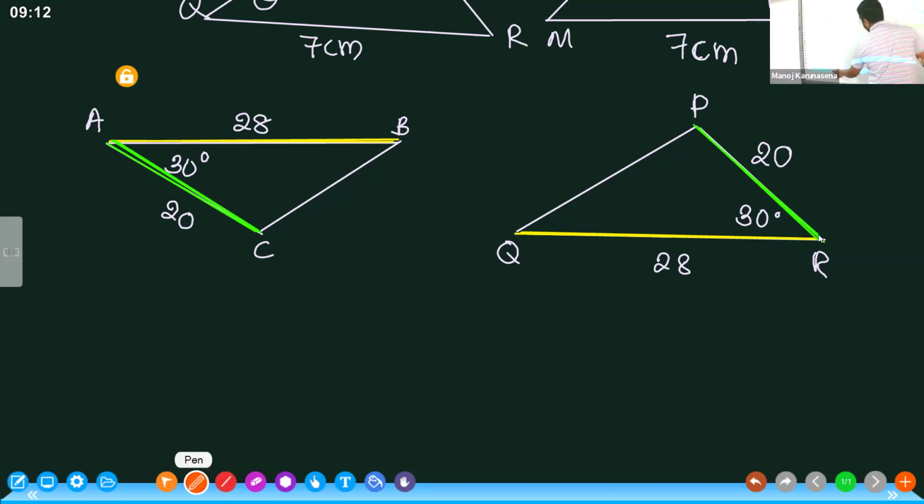And these two triangles, this 30-degree angle is equal to this 30-degree angle. Now, three elements of the first triangle are equal to three elements of the second triangle. These two triangles are congruent to one another. One triangle has six elements. The other triangle also has six elements. What can we tell about the remaining three elements of the ABC triangle and the remaining three elements of the PQR triangle? These also should be equal to one another.